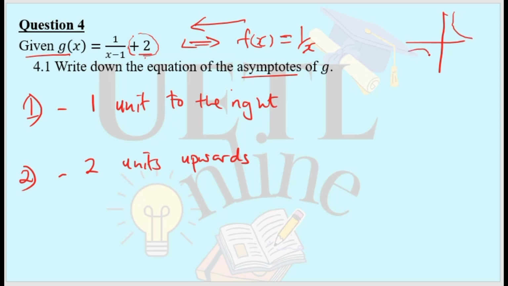Okay, let's assume this is our y-axis, and this one is our x-axis. Now we just have to check what happened to the asymptotes. Now we can see our asymptotes. The first asymptote is x equals 0. Our second asymptote is y equals 0.